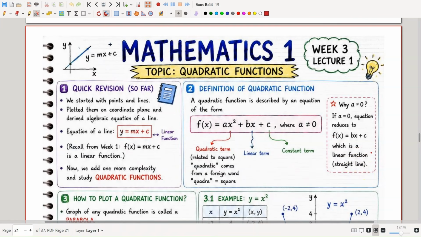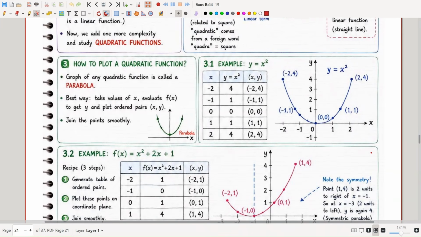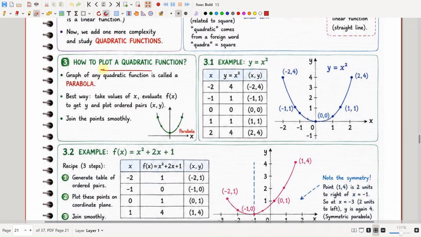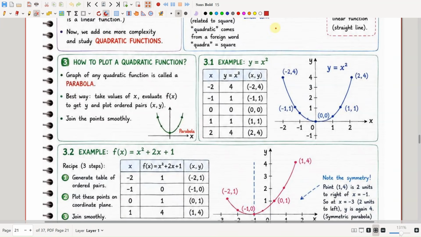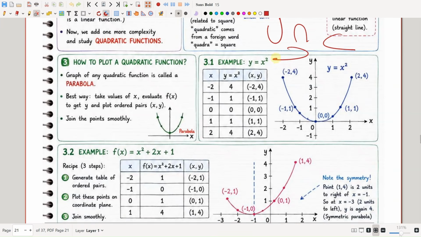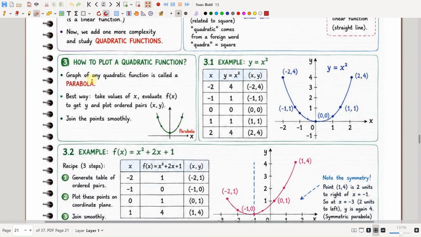Okay, so let's see, how do we plot a quadratic function? A linear function can be plotted as a straight line in a graph. But how do we plot a quadratic function? The graph of any quadratic function is called a parabola. A parabola can open upward, downward, to the right side or to the left side, like this. So the graph of any quadratic function is called a parabola.